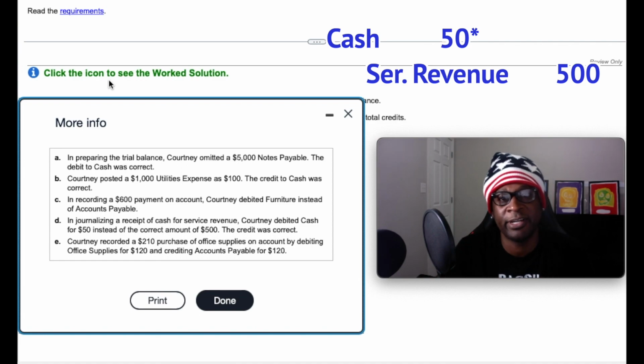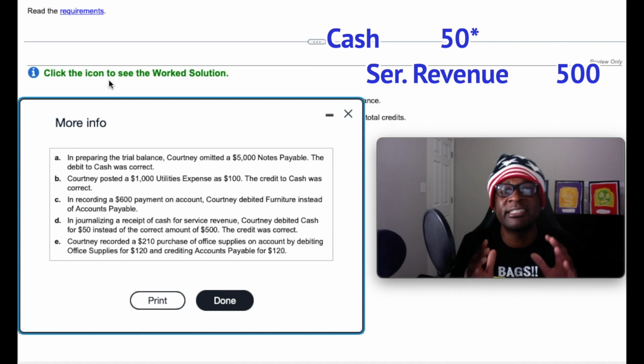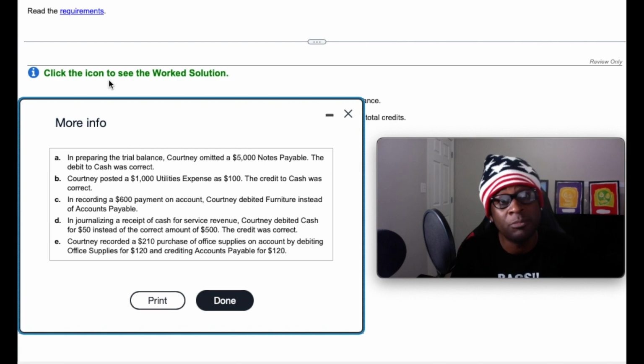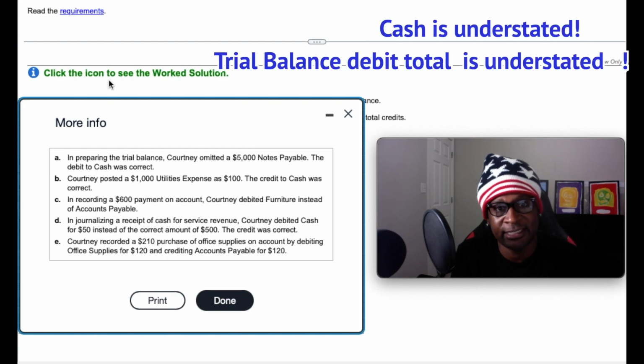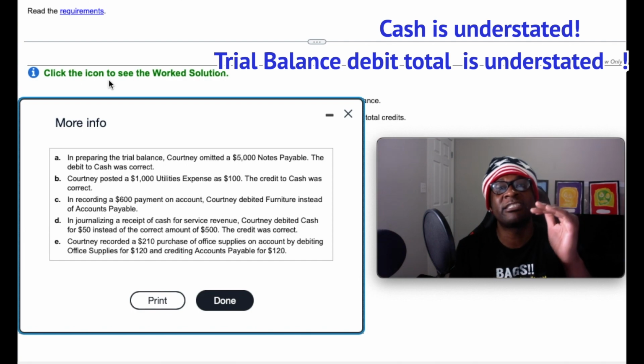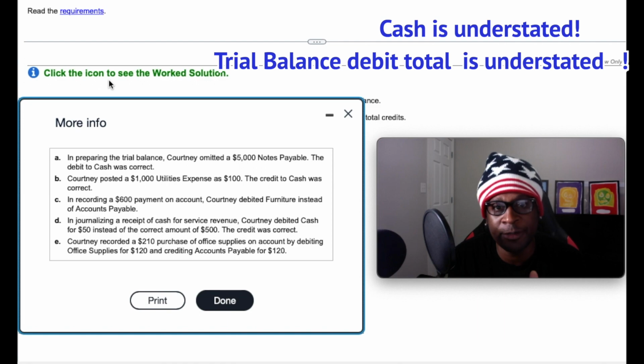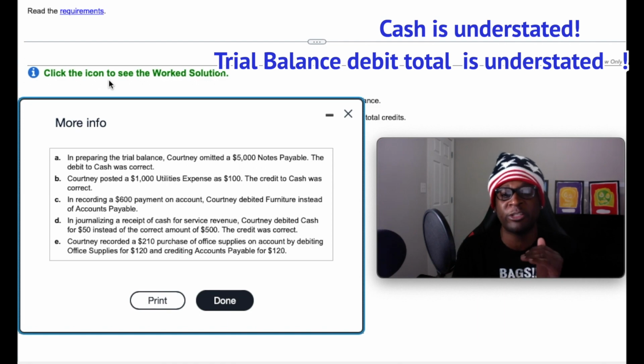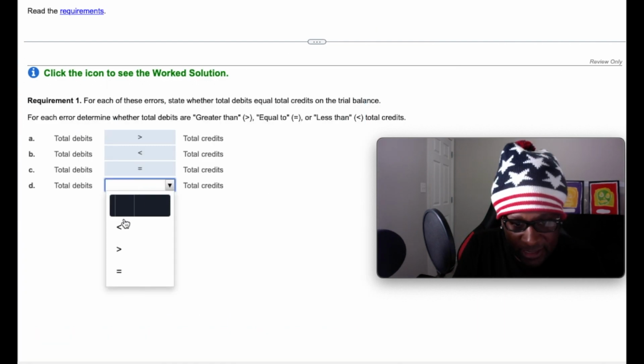So how does that affect our cash account on the trial balance? Well, clearly our cash account on the trial balance is understated. It should be higher than what it's currently reported at. Because cash is an asset, we already know that the normal balance on the trial balance is going to be on the debit side, which basically means that our debit side is understated, lower than what it currently should be on the trial balance. Check the answer.